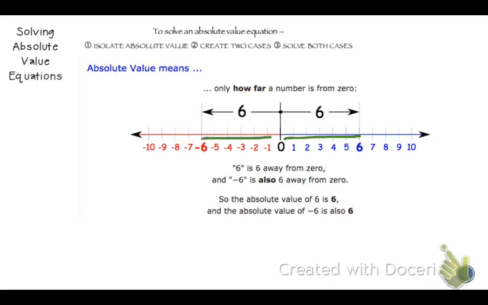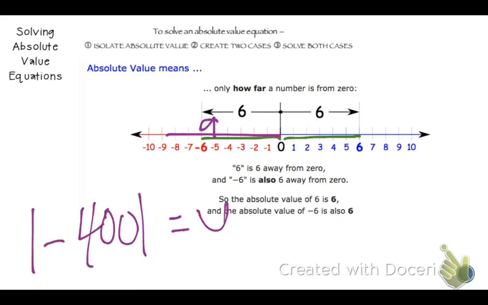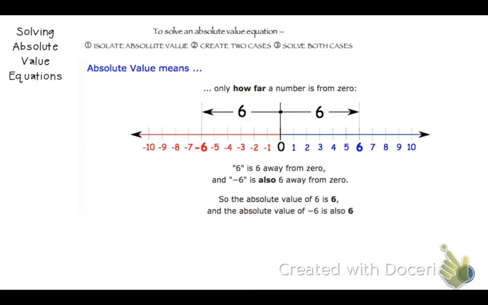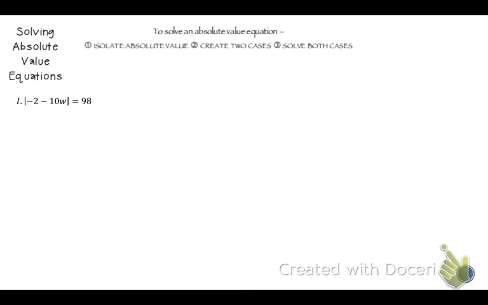But negative 6 is also 6 because it's also 6 spaces away from 0. So the absolute value of negative 9 would be 9. The absolute value of negative 400 would be 400 because that's how far away it is from 0. Okay? So when solving these equations, you're going to have two cases, because for every absolute value you have two possible values.